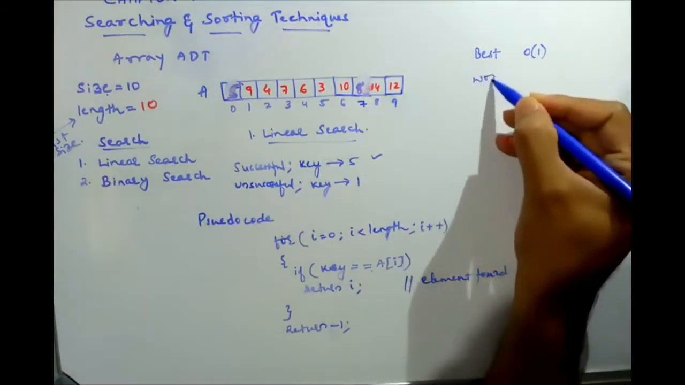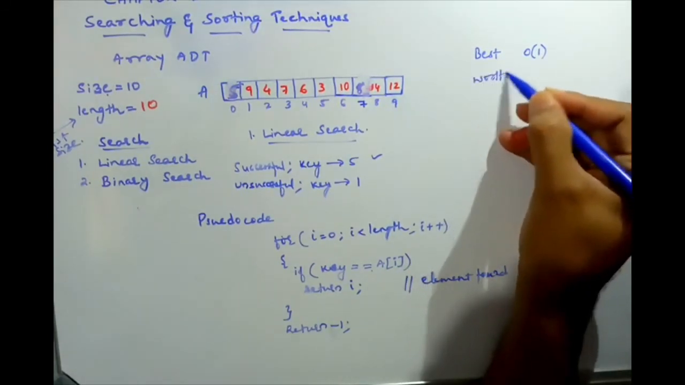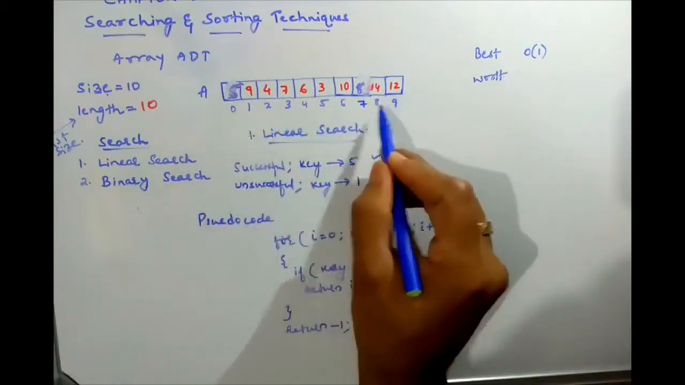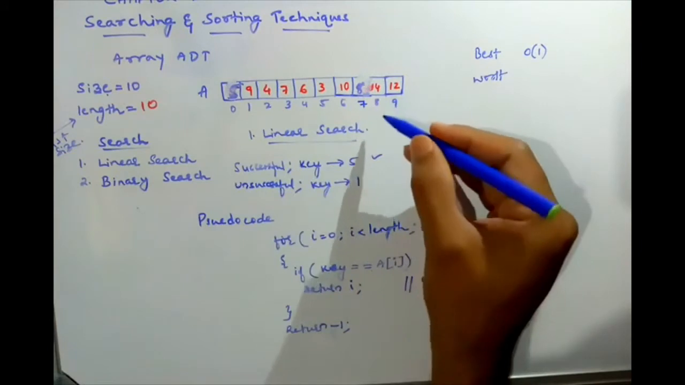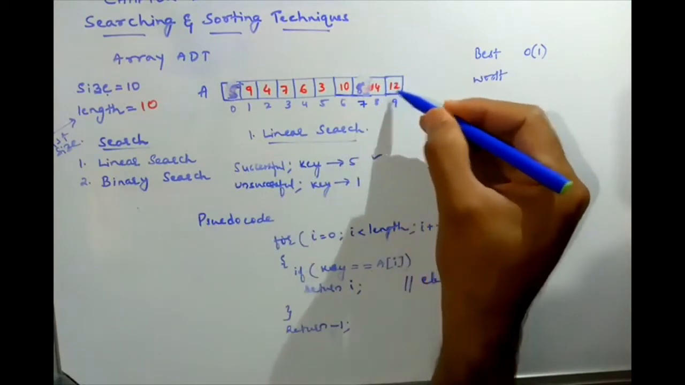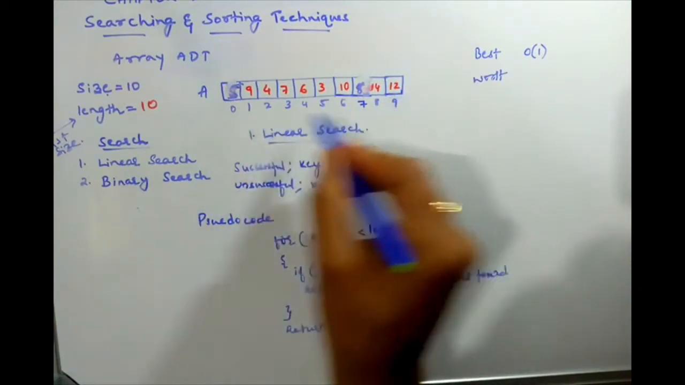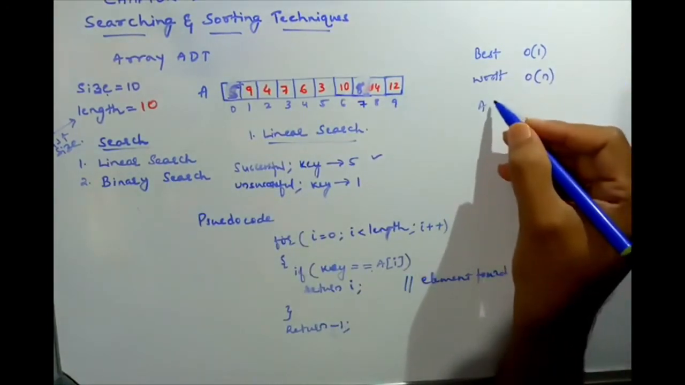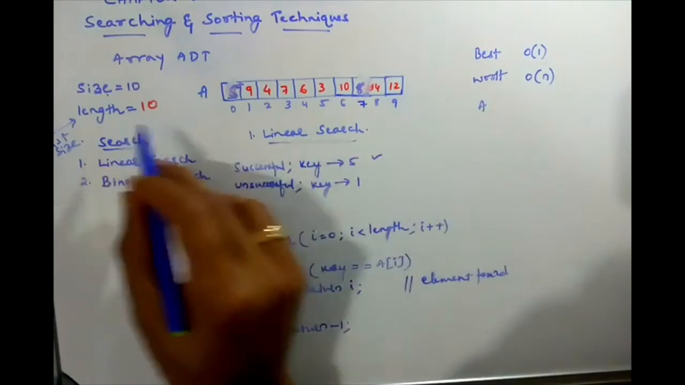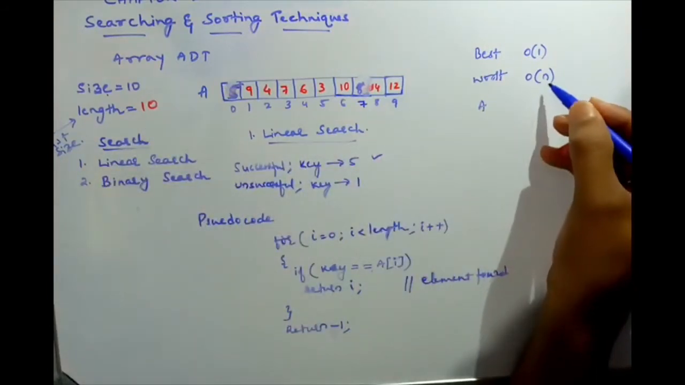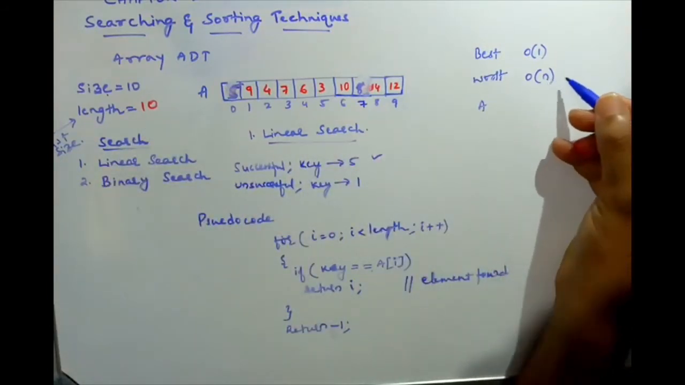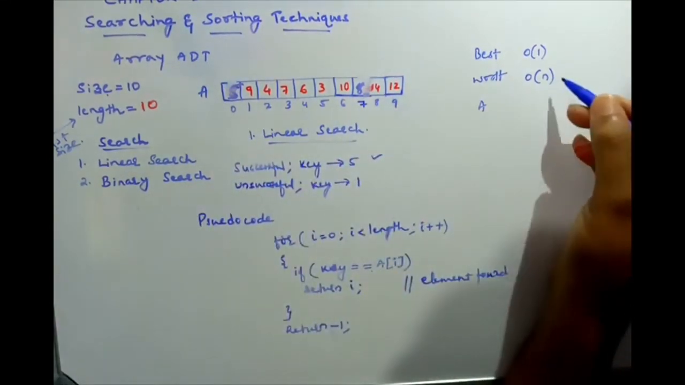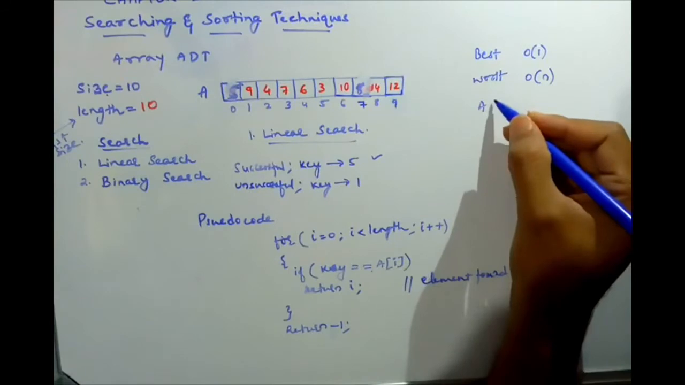And what is the worst search? Worst search means it would have traversed all the index spaces, and if you find it at the end, then the time taken is n, where n is the length. So n is a number; here in this case n is 10. If the length is some other, that will be your n.